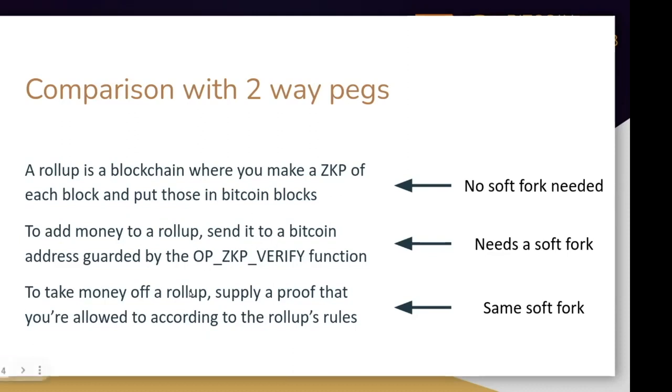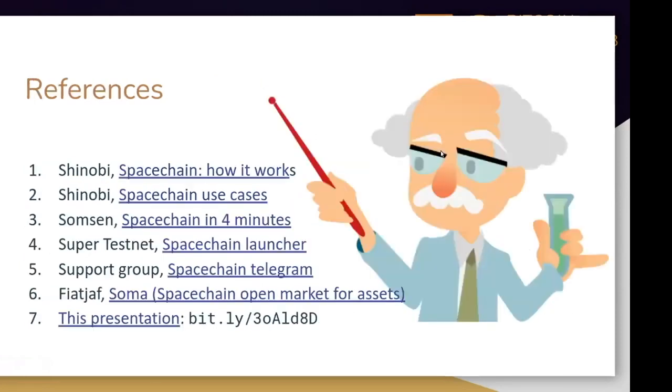To take money off of a rollup, you'd do whatever that script requires. You'd supply a proof that you're allowed to according to the rollup's rules. You'd prove it in zero knowledge, and then Bitcoin would let you take the money. That's what rollups are. They exist on other blockchains. They kind of exist on Bitcoin, but without this part, and so they're not as good. But yeah, those are three alternative ways of doing sidechains.